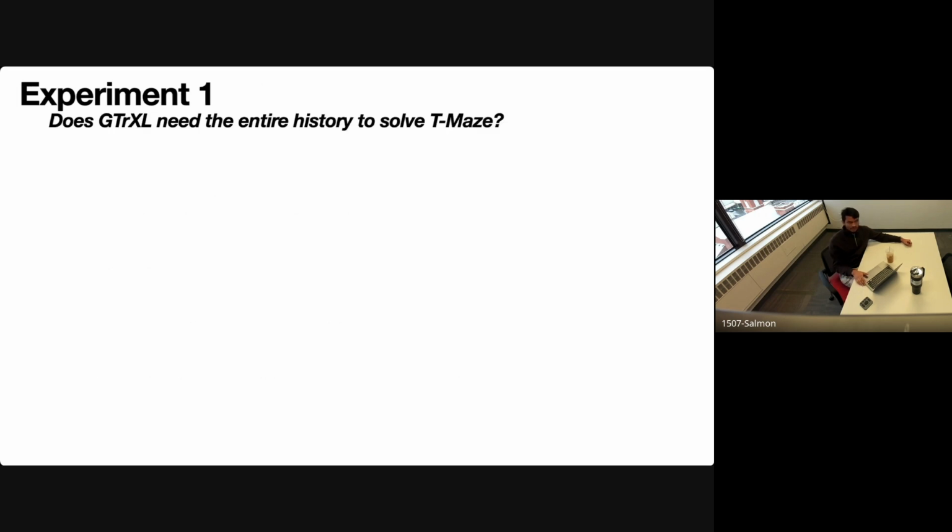So, the first experiment we are going to do is going to ask this question: does the GTrXL architecture need the entire history in order to solve this simple problem? And so the experiment we're going to run, we're going to vary the corridor length. So if you remember, in that T-shaped maze, we had a corridor where the agent has to travel through. So we're going to change the corridor length from 120 to 200.